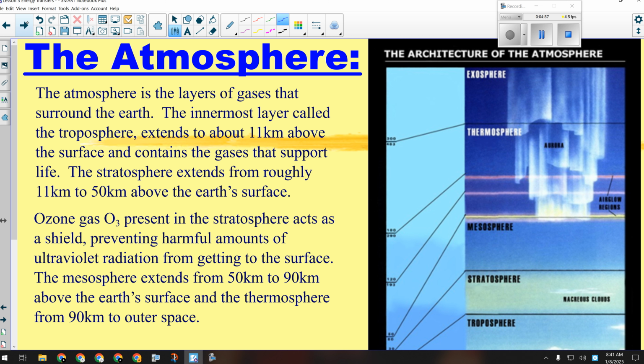What part of the Earth gets the most solar energy? The equator.